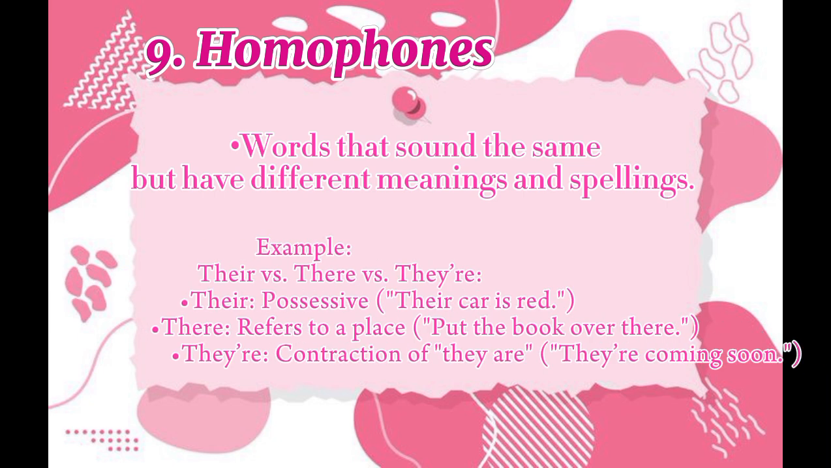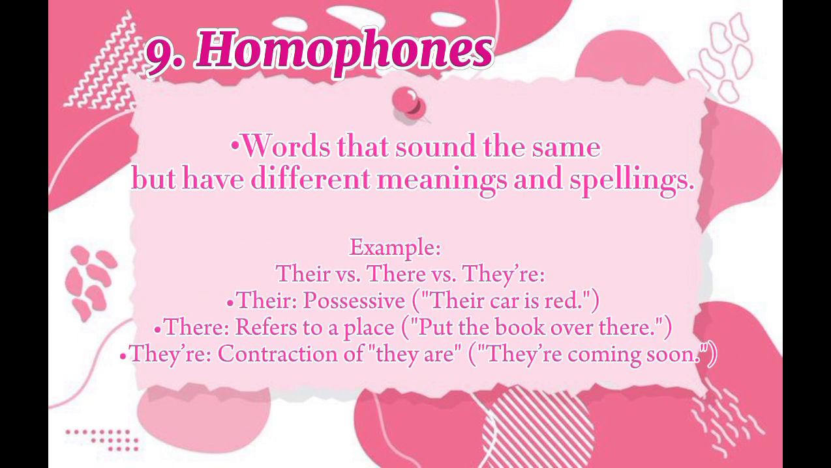The ninth rule is the homophones, meaning words that sound the same but have different meanings or spelling. For example, the word is their versus there versus they're. Their is possessive. Example, their car is red. There refers to a place. Put the book over there. They're is the contraction of they are.